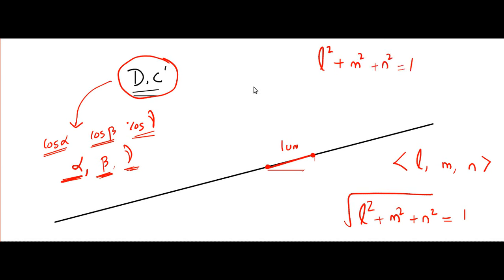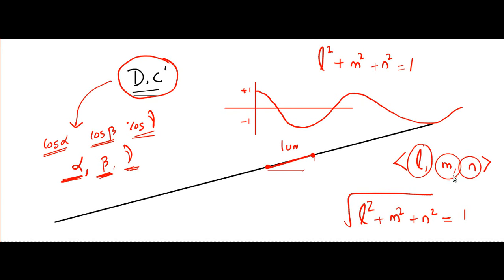Now another thing. You know that the graph of cos x moves like this, right? That is, our cos x is stuck between minus 1 and plus 1. So that means our L, M, N will always be between minus 1 and plus 1. Or in other words, if you project 1 unit line segment in any line, the projections will be between minus 1 and 1. So that is point number 2.